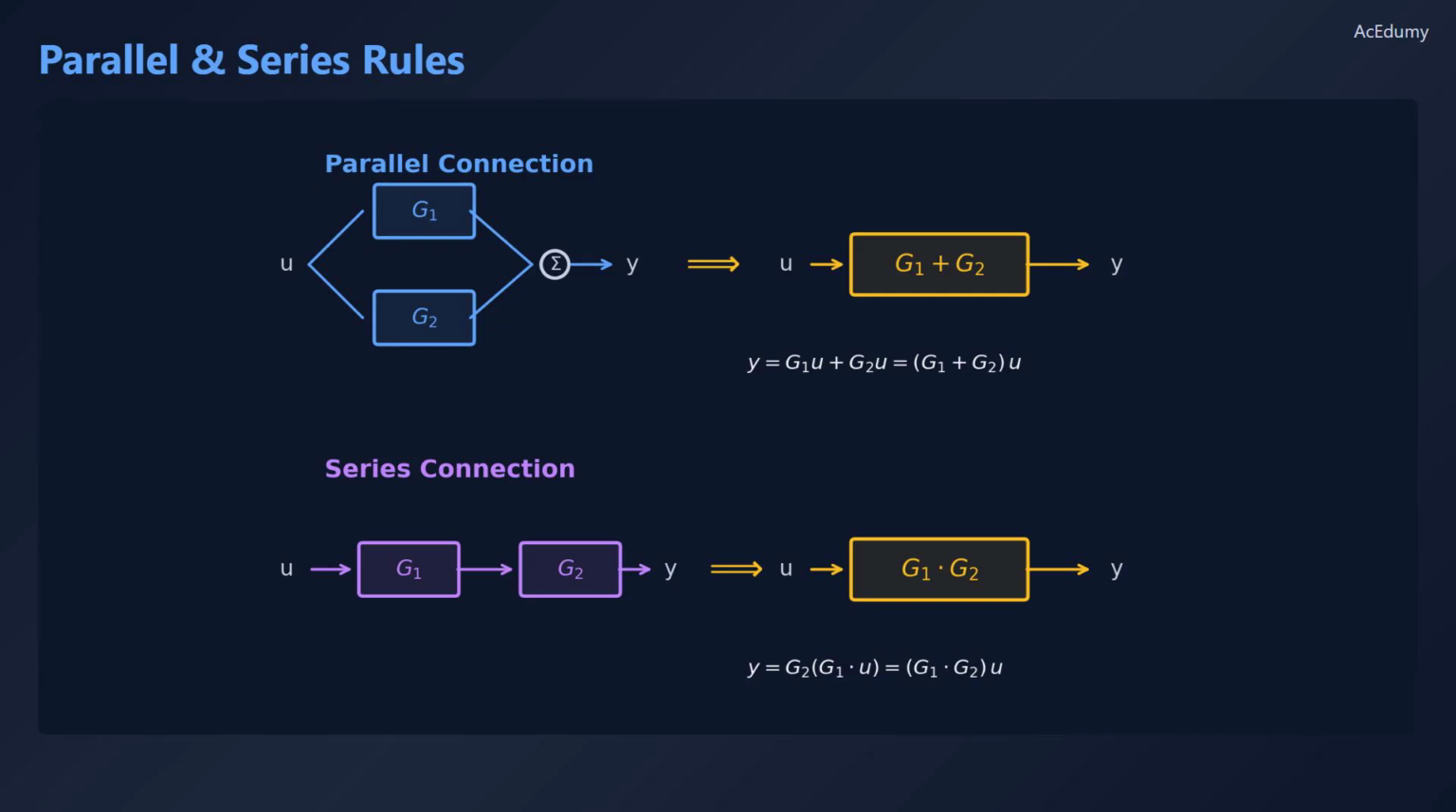The first 2 rules are straightforward. In a parallel connection, 2 blocks G1 and G2 share the same input and their outputs are summed. The equivalent is a single block, G1 plus G2. In a series connection, the output of G1 feeds directly into G2. The equivalent single block is G1 times G2.